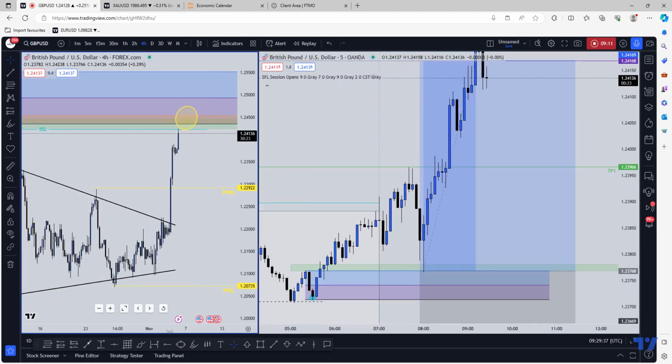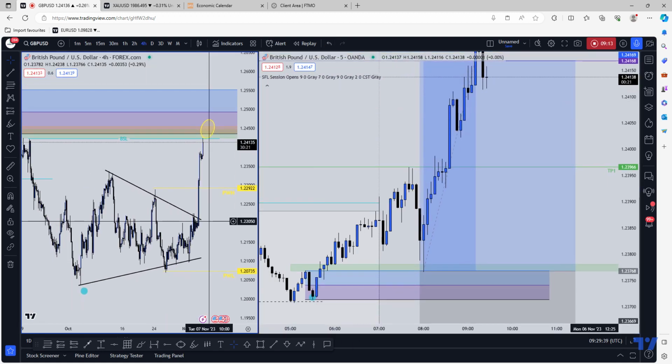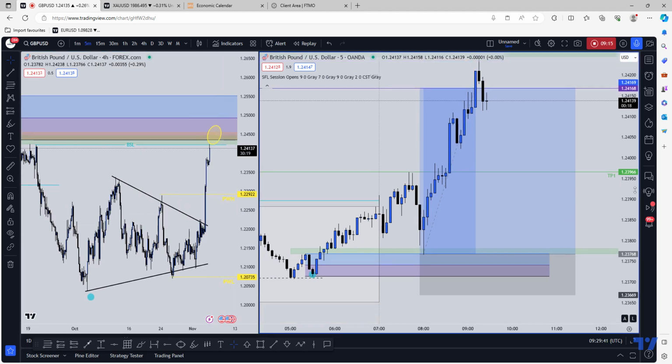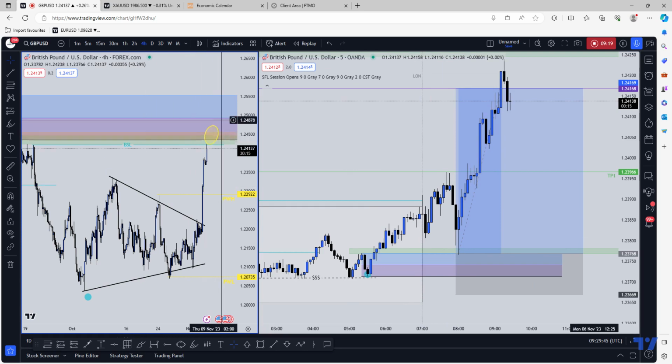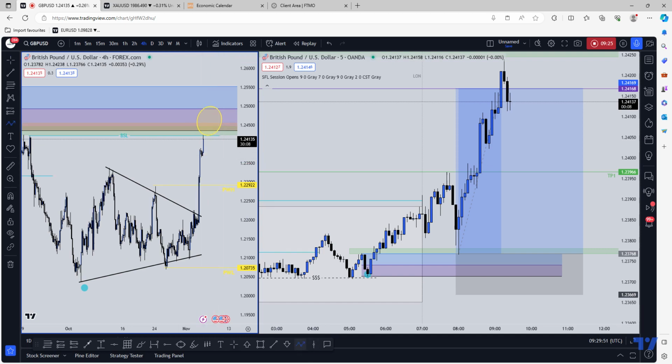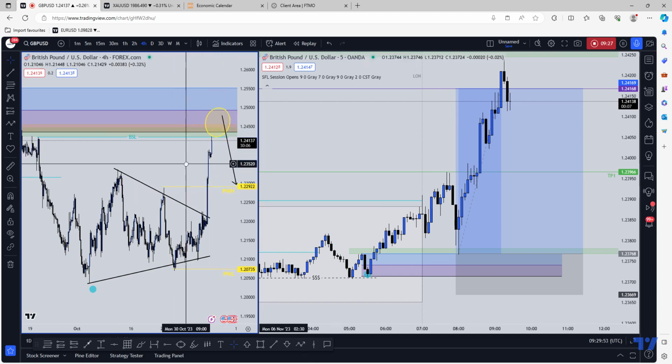Going back to the higher time frames, just to recap, okay, although the intraday right now is bullish, I am expecting a reversal potentially towards the middle of the week from this level of supply that we have all inside of this area right here.